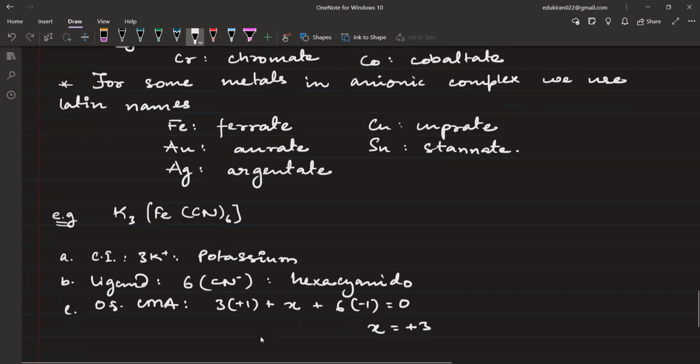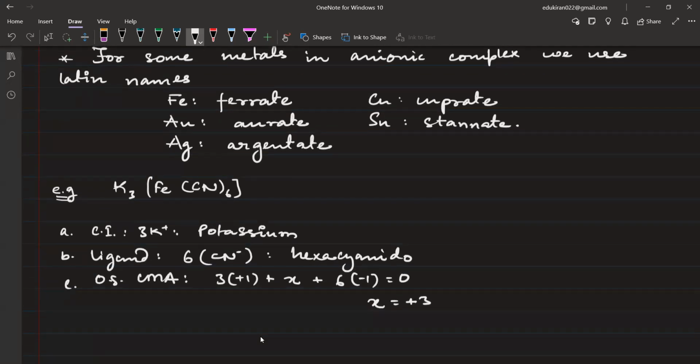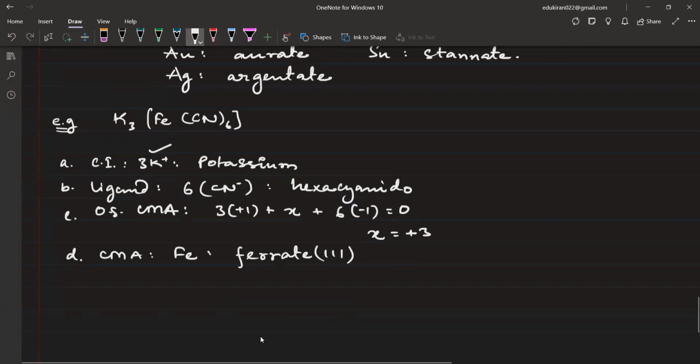Now don't say here, sir, this is cationic. No, what should your coordination entity be? See, this is K+, the counter ion, which is the cation. So what will the coordination entity be? The coordination entity will be anion. Central metal atom is Fe. We will not write Fe as iron, here we will write ferrate, and 1, 2, 3 as it is. So the complete name will be what?